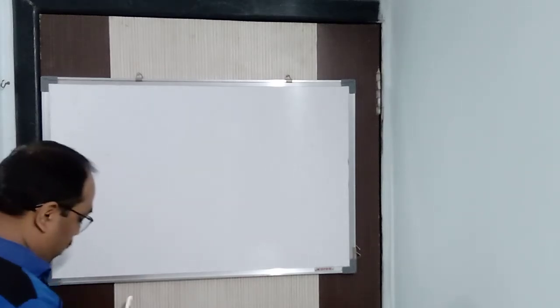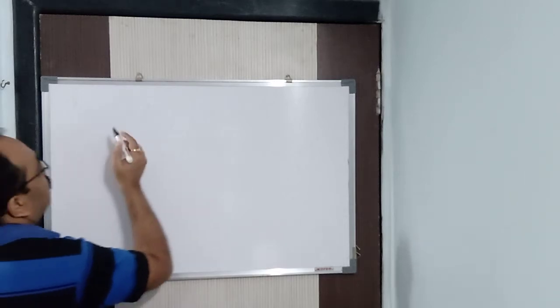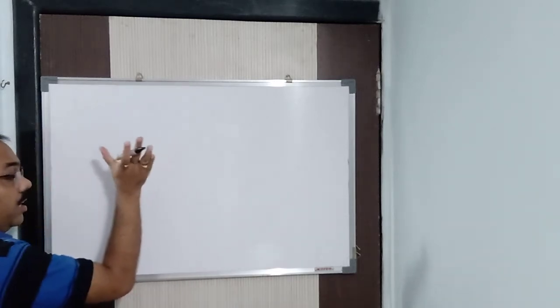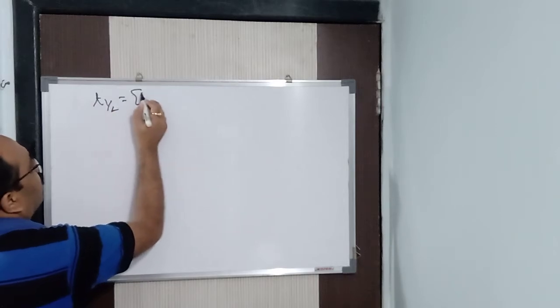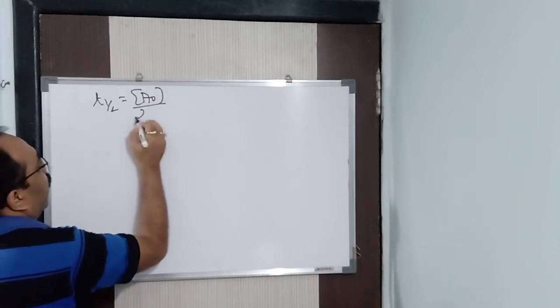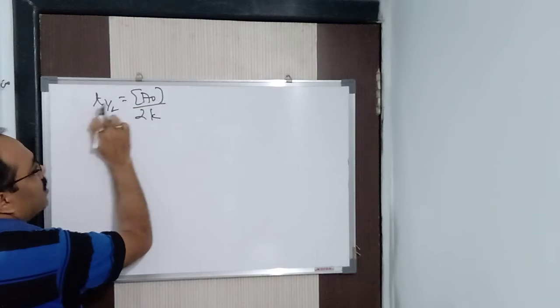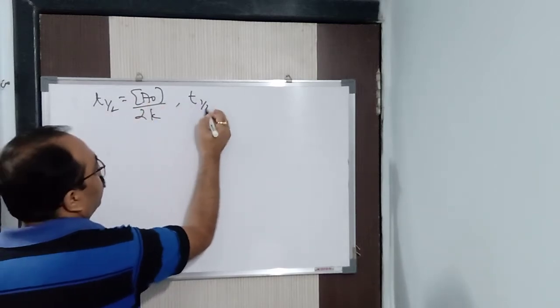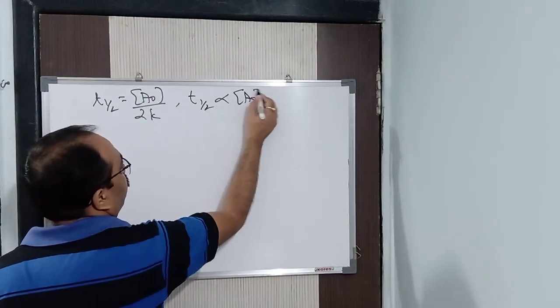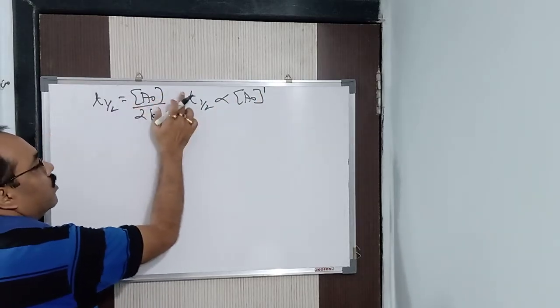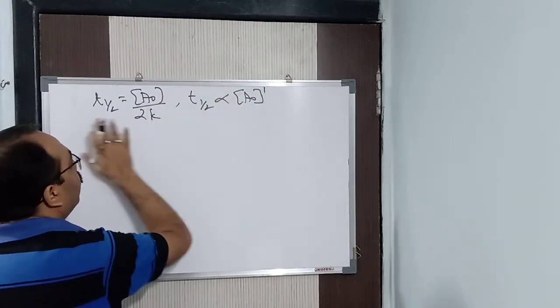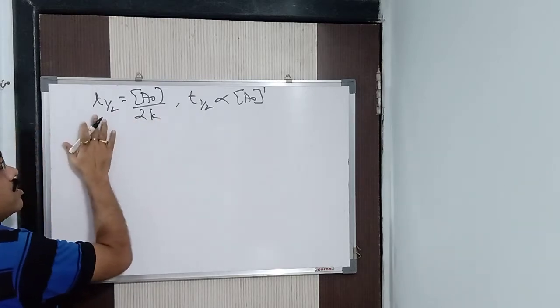We have already studied that for the half-life period, mind it, what is the formula for zero order? T half is equal to concentration of A naught by 2K. That means T half is directly proportional to concentration of A naught to the power 1. When it is depending upon concentration, T half is directly proportional to A naught. For which order? Zero order. Mind it, for the zero order.